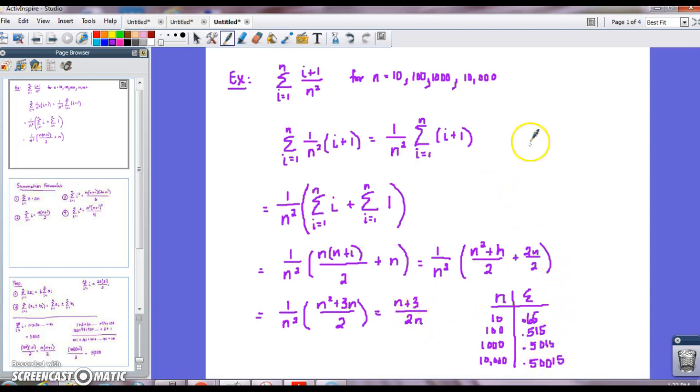And so you could almost look at this as the limit as n approaches infinity of this is equal to 1/2. So that's the idea behind summations.